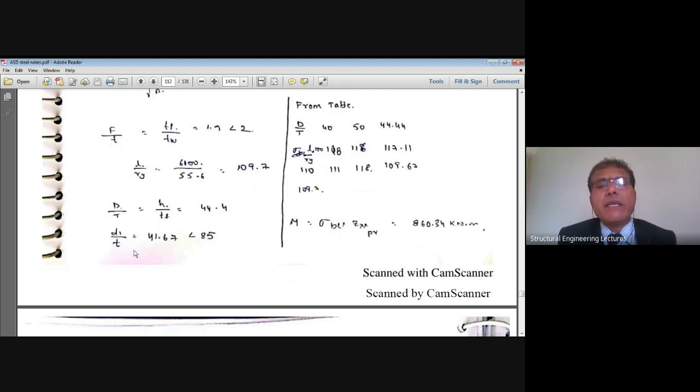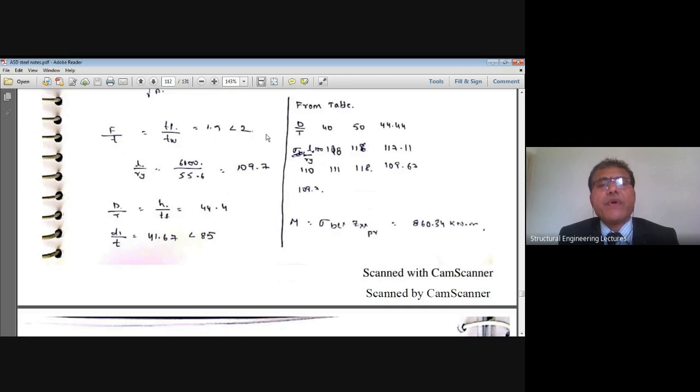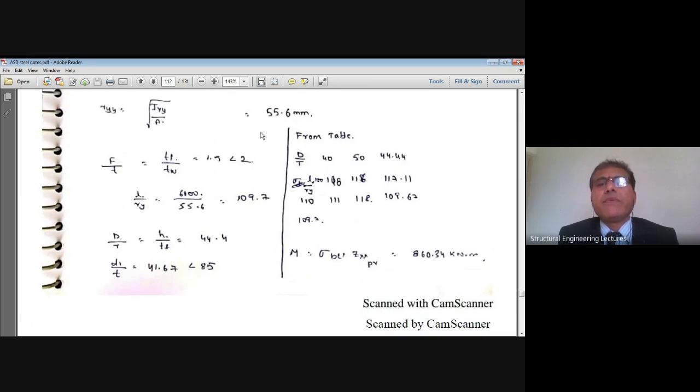And D1 by t, D1 is nothing but the purely vertical portion of this web without any stiffened part. D1 by t, where t is the thickness of the web, is now working out to 41.67, which is less than 85. Hence D1 by t is less than 85 and T by t is less than 2. Hence I'll once again use the same previous table. Right, from that now I'm noting down for D by T 40, 50.